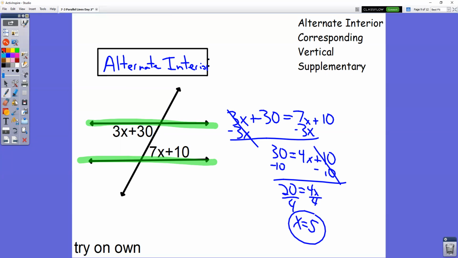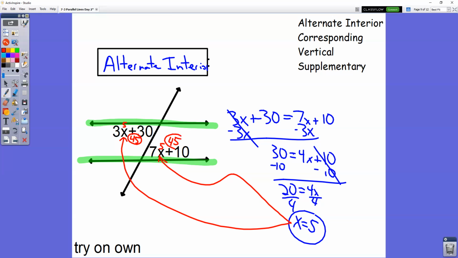Take that 5 and sub it back in, and sub it back in. 3 times 5 is 15, plus 30 is 45. 7 times 5 is 35, plus 10 is 45. So we have 45 and 45.